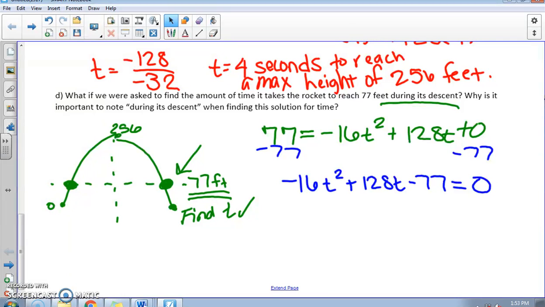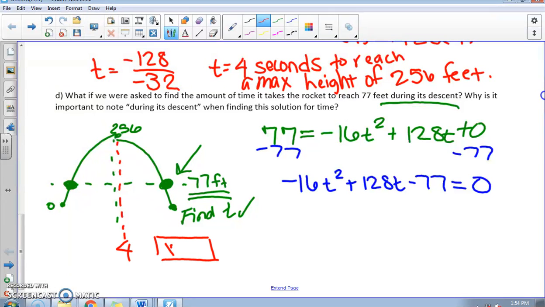And so when you got your answer, you would just want to make sure that it was after it had already reached the vertex, which was 4 seconds. So the answer you want has to be greater than 4 if it's already on its descent. So that was just a little extra.